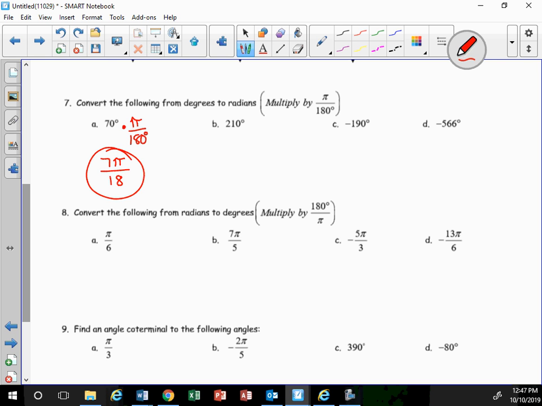Okay, let's do one more together. So 210. I'm going to multiply by pi over 180. All right, so again, what can I divide 210 and 180 by? 10. Start there. So I have 21 pi over 18. And now what can I divide by? 3. So I get 7 pi over 6. You certainly could have divided by 30 in the first step. But if you don't see the biggest thing to divide by, that's fine. Just keep reducing until you can't anymore. All right, so try C and D for me.